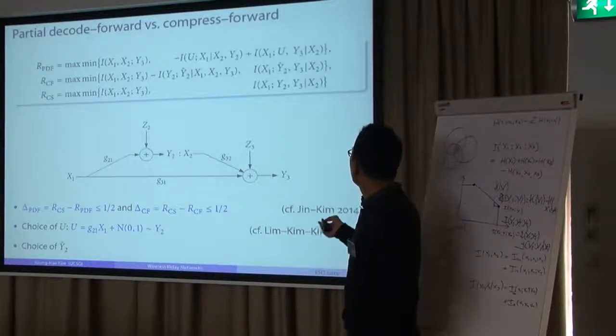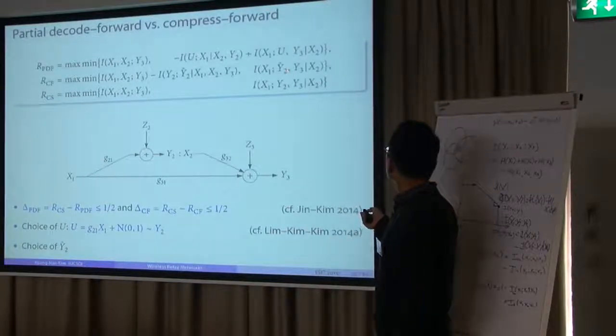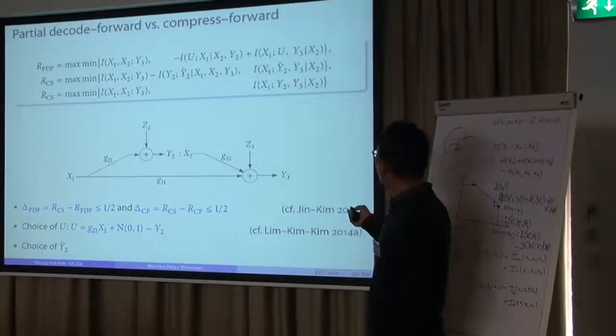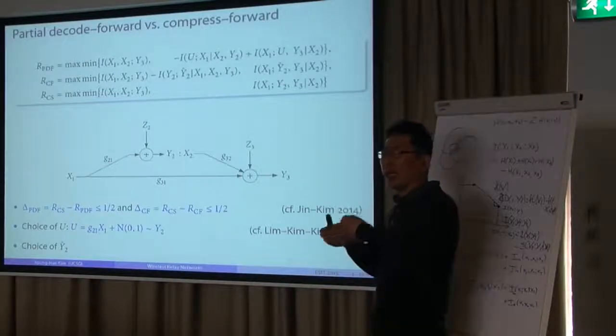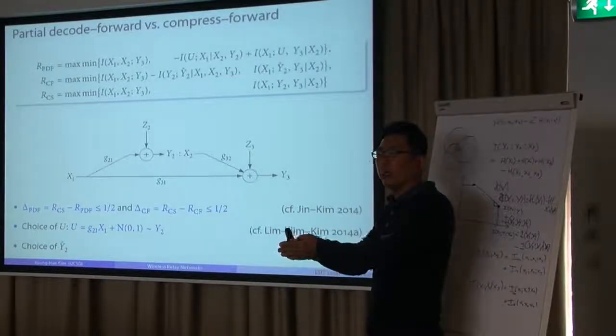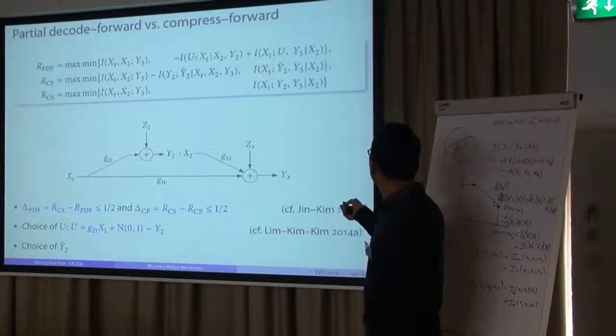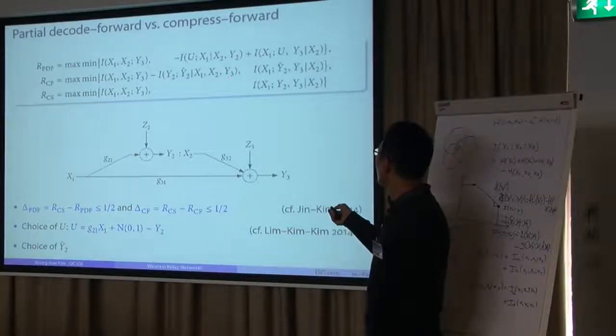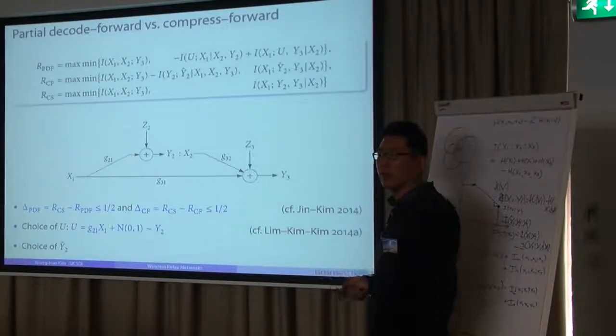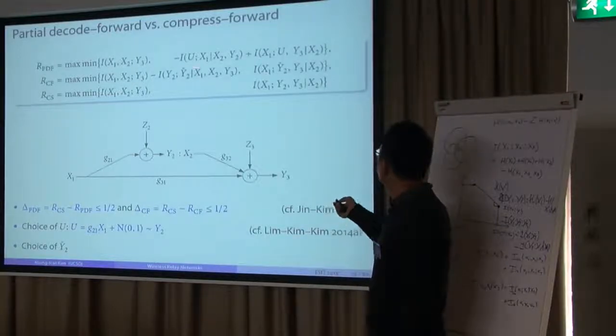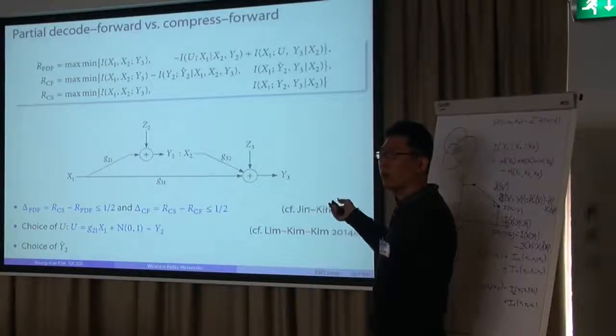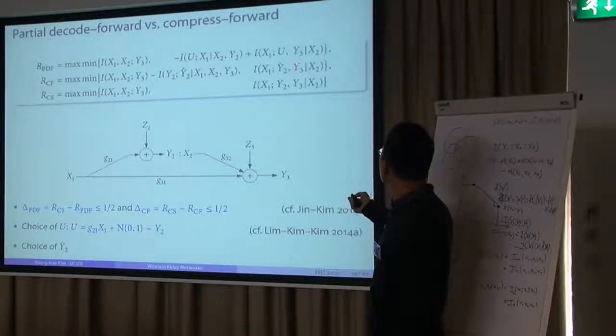For compress-forward, it also tells us how to choose Y2. If we choose Y2 hat too close to Y2, which means our quantization is too fine, then of course this term will be very, very close to this one, but the cost of quantization will be very, very high. At the same time, if you quantize too coarsely, the cost of quantization will be small, but this term will not catch up very well with the broadcast cut.